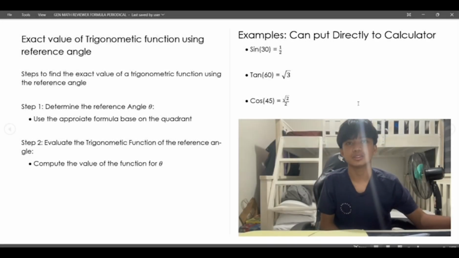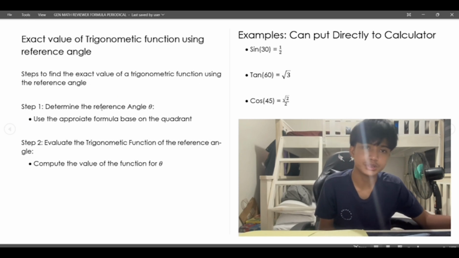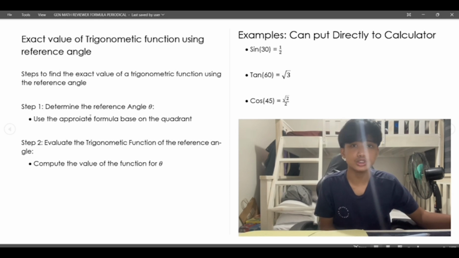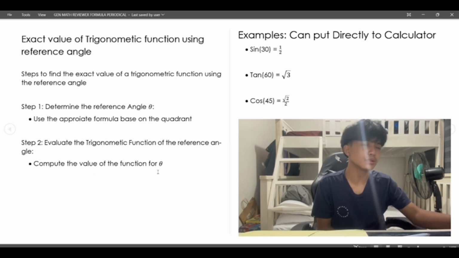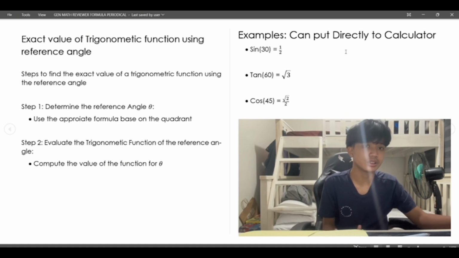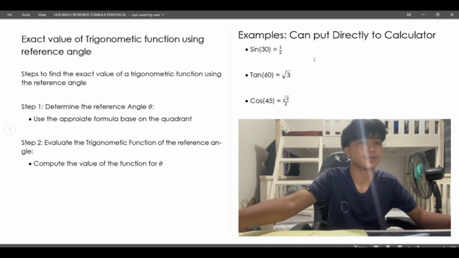Hi everyone, I'm going to teach you how to find the exact value of a trigonometric function using the reference angle. We need to follow some steps. Our first step is to determine the reference angle, using the appropriate formula based on the quadrant. Our second step is to evaluate the trigonometric function of the reference angle and compute the value of the function for the angle. Here are examples that we can put directly on the calculator and also solve without a calculator.